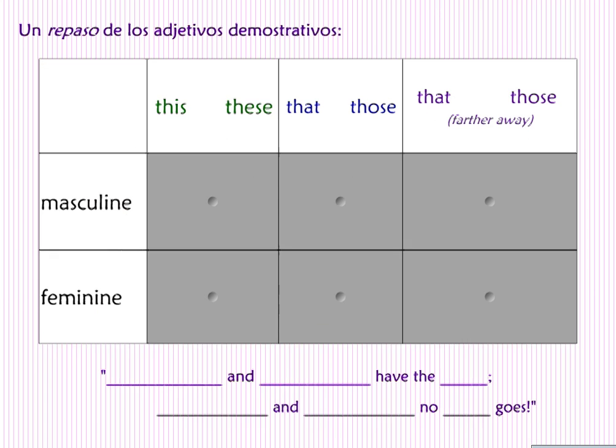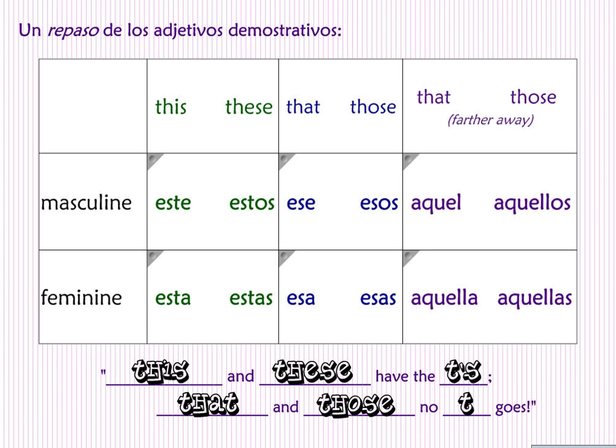Si se puede! First, we need to review something that you learned at the very beginning of Spanish 3, demonstrative adjectives. Oh yeah, wasn't there a rhyme we learned to go with it? Yes, everyone at home, pause the video to fill in the rest of the chart along with the rhyme. Okay, Frida, what did you come up with? I don't know if I'm right. This and these have the T's. That and those no T goes. Did I get it? Buenísima! You may need to pause the video at home to be sure you have the chart filled in correctly.